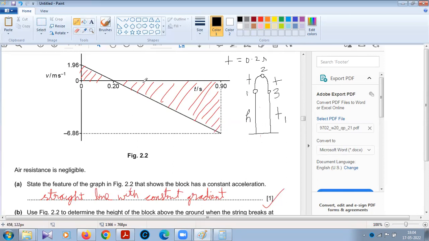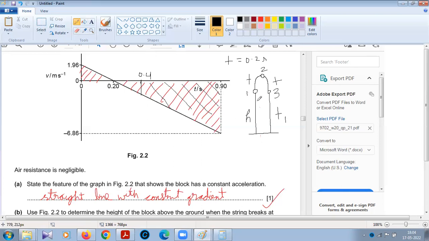So this will be again some position here. It will be 0.4. Now the area under the velocity time graph will give us this height h. So this will be the height that we have to find out.